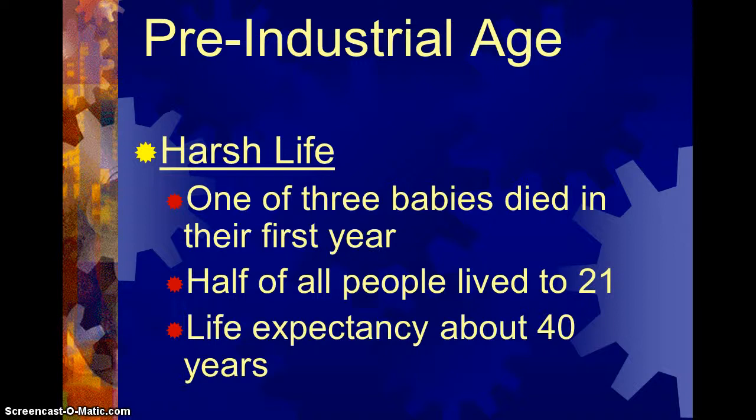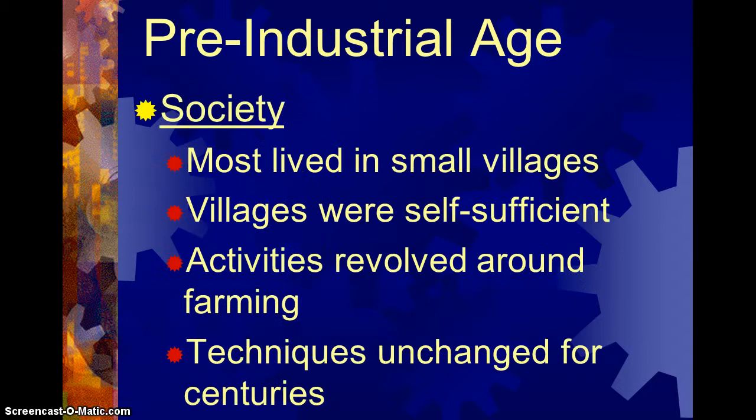Okay, today I'm going to be talking about the Industrial Revolution. And first, I'm going to start by talking about before the Industrial Revolution. People had a harsh life. One in three babies died in their first year. Half of all the people lived to only 21, and the life expectancy was about 40 years old. 40 years. So there was a harsh life.